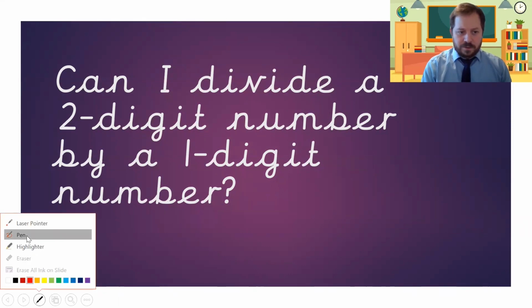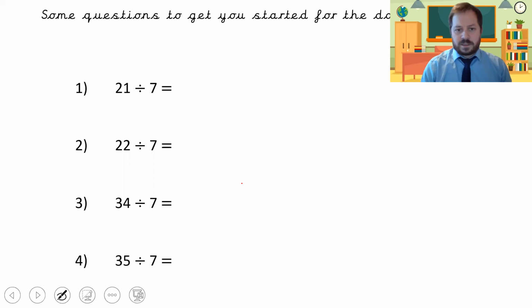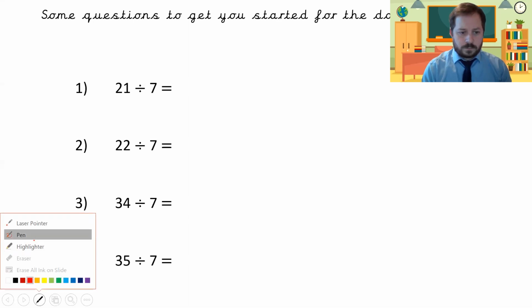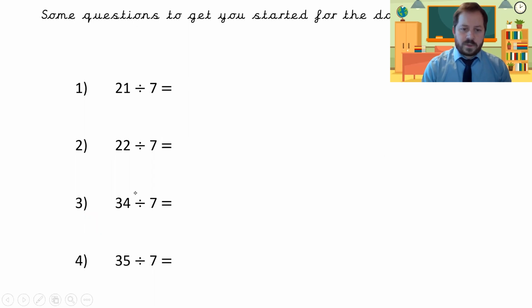The first thing we're going to do is think about some questions just to get you started. Here I've got 21 divided by 7, 22 divided by 7, 34 divided by 7, and 35 divided by 7. I want you to have a think about it, use your times table knowledge, and think what you might have to do if there is a problem. Pause now and have a go.